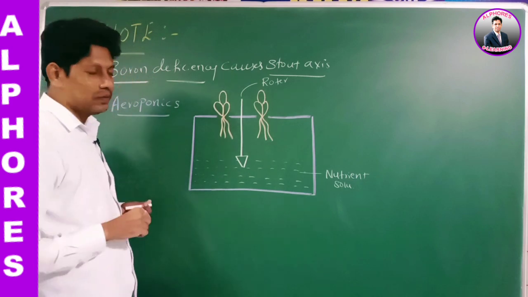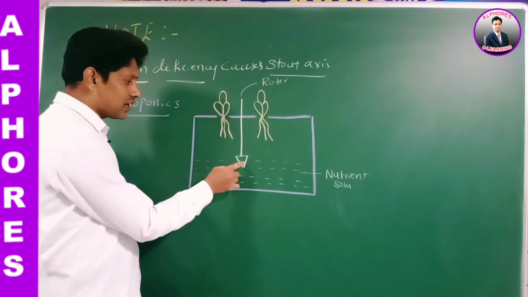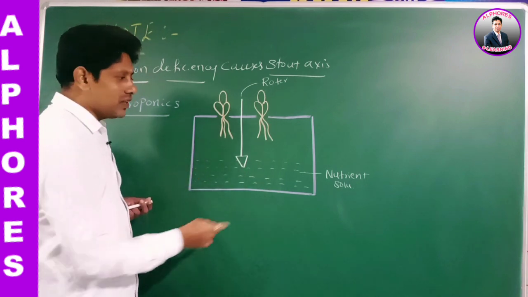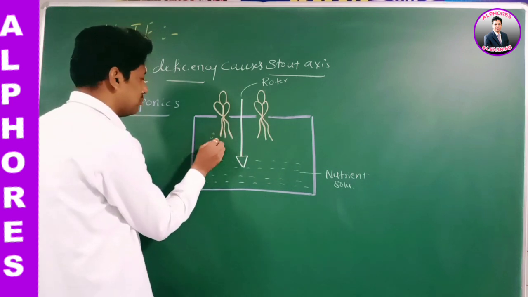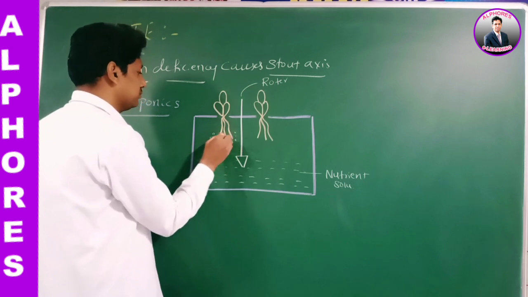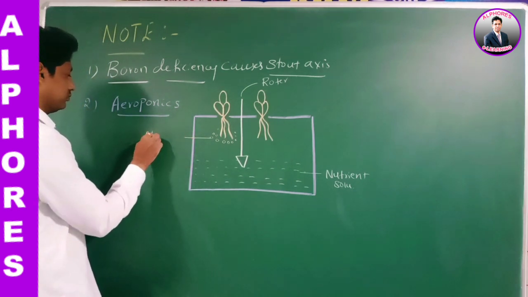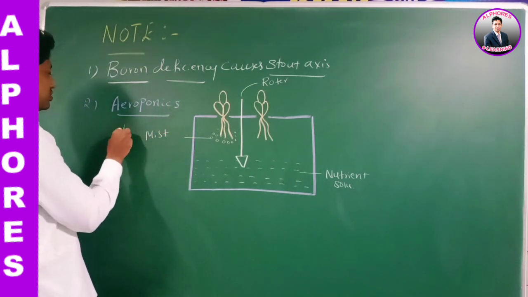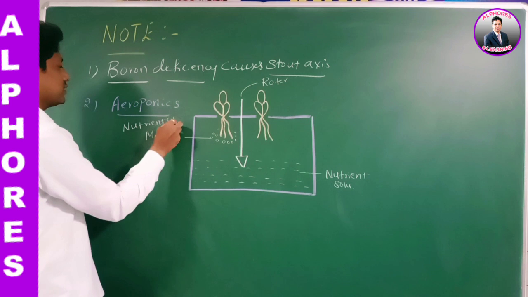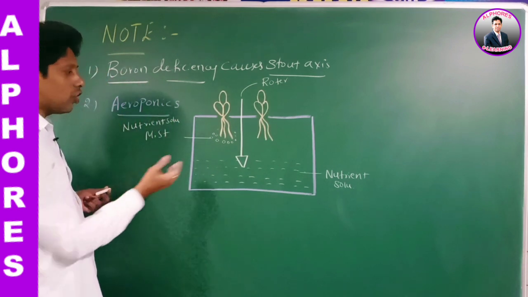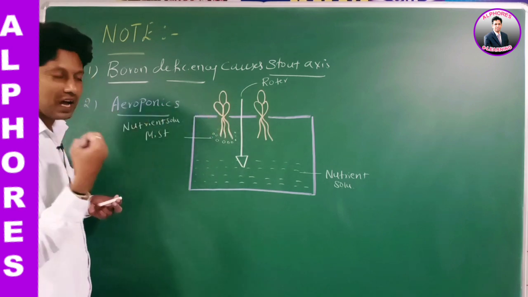What this rotor will do is rotate in this nutrient solution. When this rotor rotates in the nutrient solution, the nutrient solution is converted into mist, M-I-S-T, small drops. This is nothing but a mist of the nutrient solution. Automatically, from this mist of nutrient solution, the roots will absorb the nutrients.